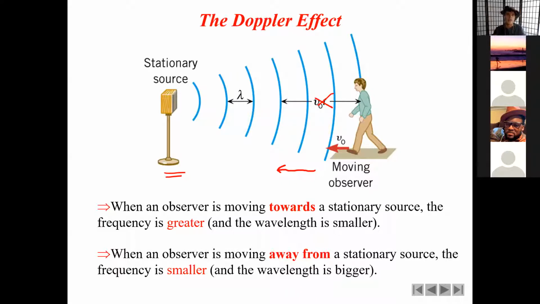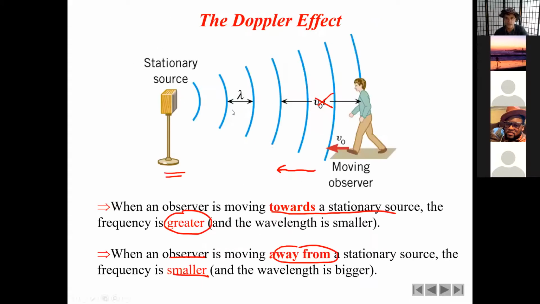if I had a stationary speaker and you could drive past the speaker, you would see that as you are approaching the sound source, you're going to detect a greater frequency. As you're moving away from the sound source, you're going to detect a smaller frequency. So when the observer is moving towards the source, again, a greater frequency, greater pitch. When the observer is moving away from the source, they detect a smaller frequency.